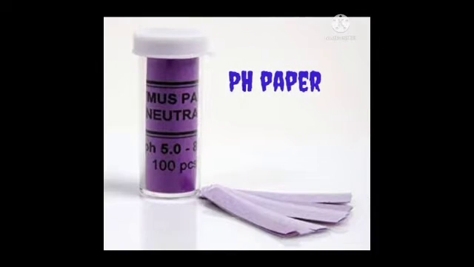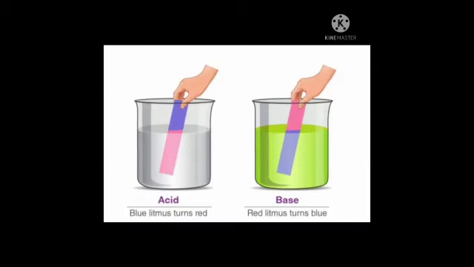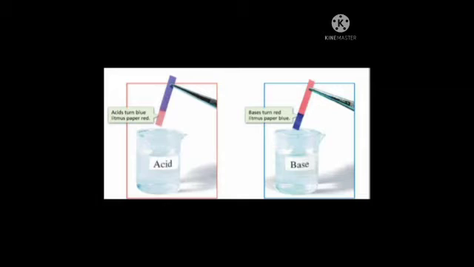In our experiments, we will take pH paper as an indicator. We will see that when we dip pH paper into any solution and it changes to red color, that will be considered an acid. And if it changes to blue color, then that will be considered a base. Now, we'll prove it through some experiments.